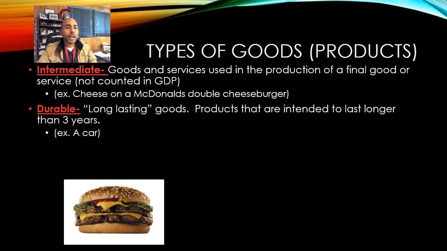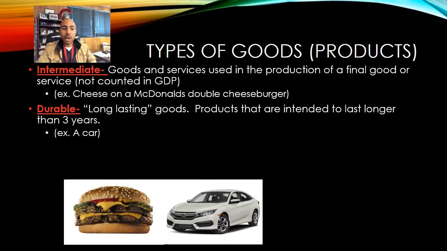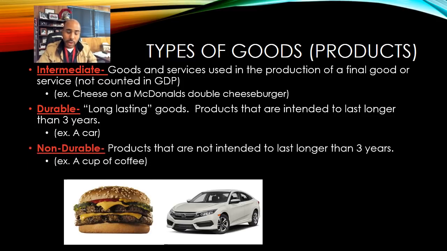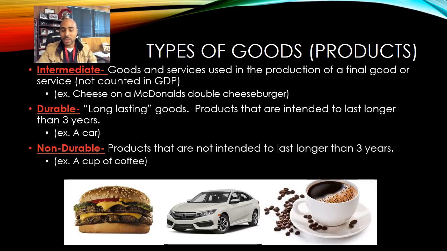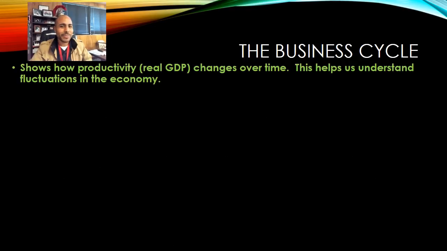Now, when we talk about goods that are counted, one category of goods that are counted are durable goods. Durable means long lasting, so durable goods are products that are intended to last longer than 3 years, like a car. A car would be an example of a durable good, and that's something that does count towards our GDP. Now the last kind of good is what we call a non-durable good, and as you might guess from the name, that means products that are not intended to last longer than 3 years, like a cup of coffee. Hopefully you're not keeping that cup of coffee for 3 years. It might be kind of gross after 3 years of sitting around.